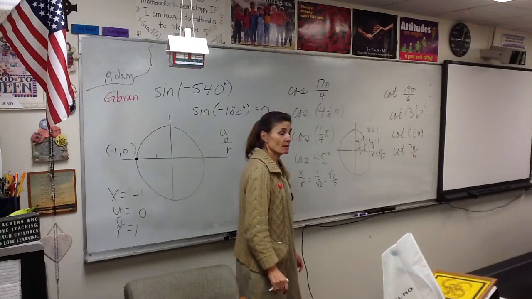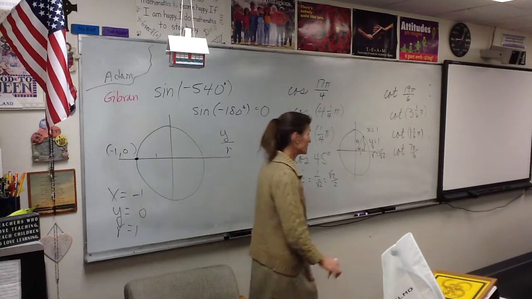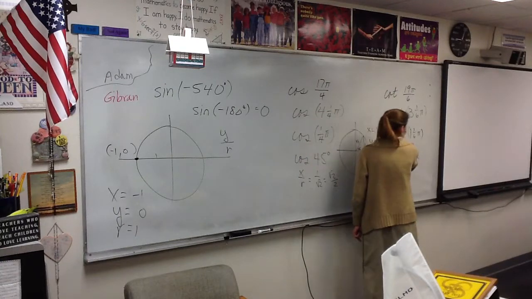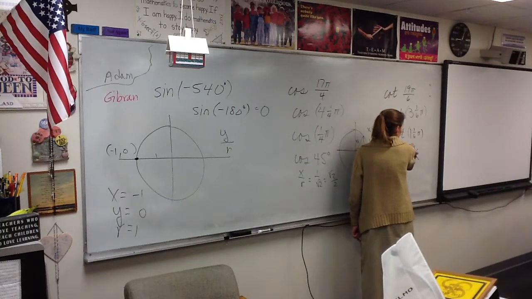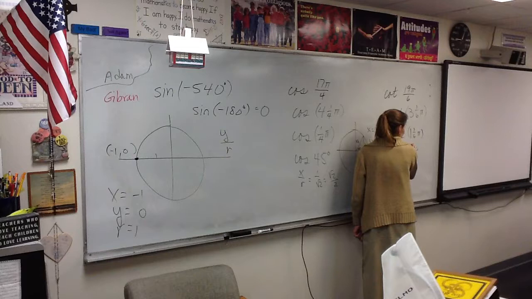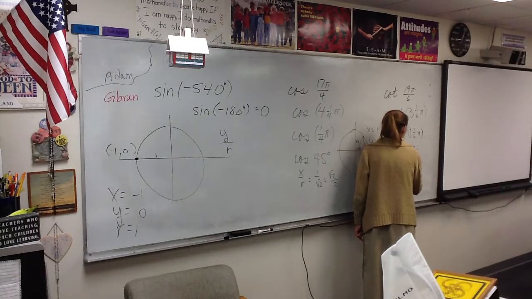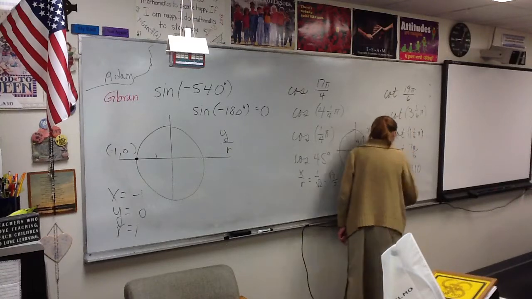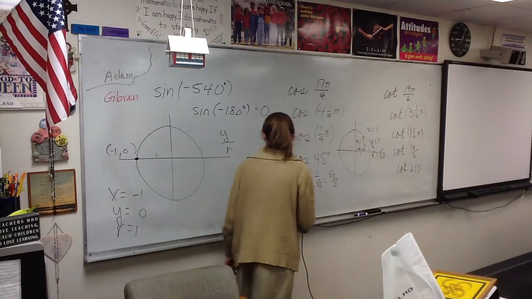So what's 7 pi over 6 in terms of degrees? Well, pi is 180, divided by 6 times 7, 210. So we have the cotangent of 210 degrees.